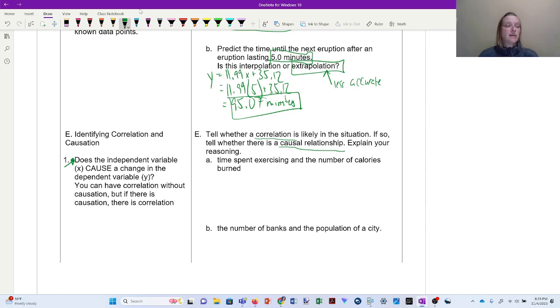So, does time spent exercising affect the number of calories burned? Yes, the more time you spend exercising, the more calories you burn. That's a positive correlation. Okay. This is also a causal relationship, because the more time you exercise, more exercise causes more calories to be burned.